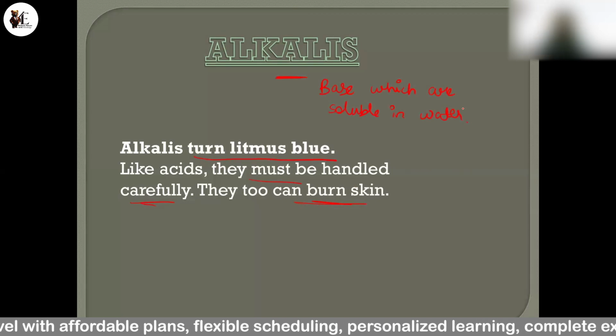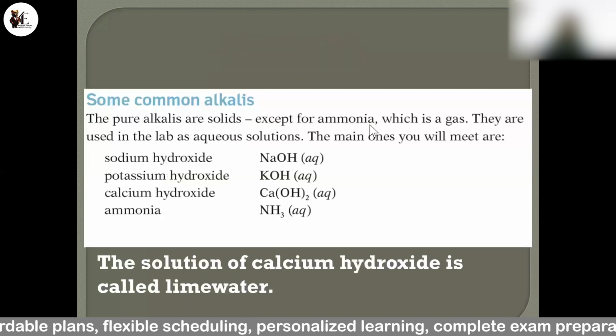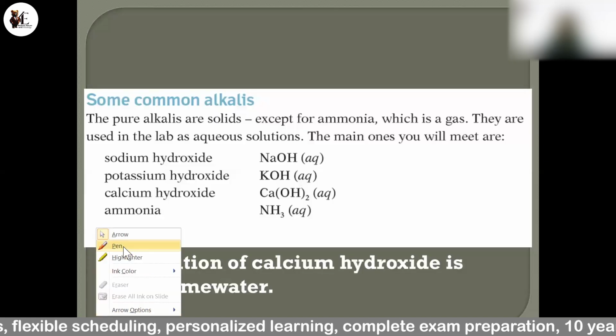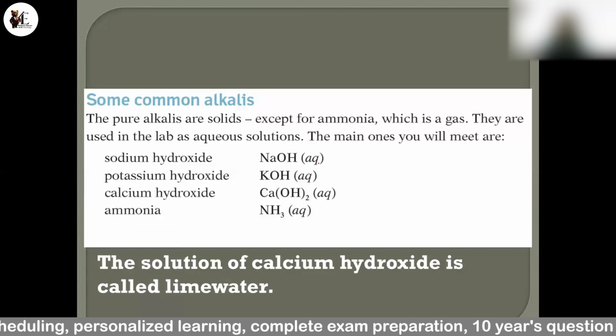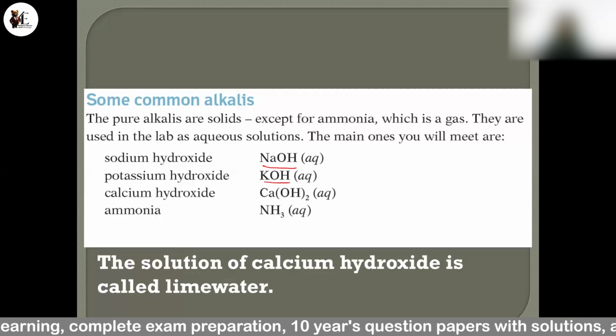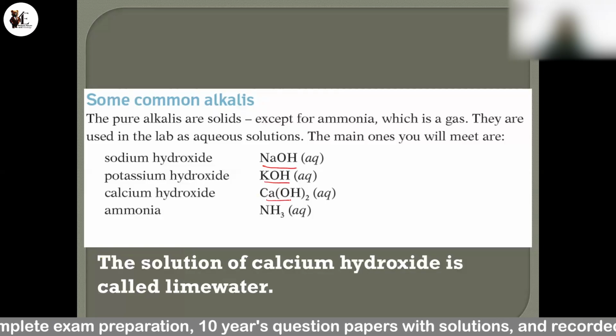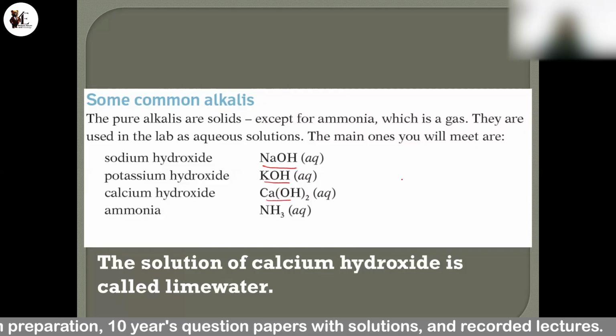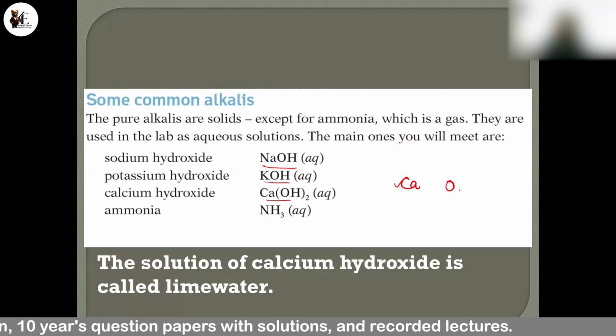Example we will see in the next slide. Okay, so some common alkalis you can see here. Sodium hydroxide, formula for sodium hydroxide is NaOH. Potassium hydroxide is KOH. Calcium hydroxide is Ca(OH)2. How? Write down calcium, write down hydroxide.